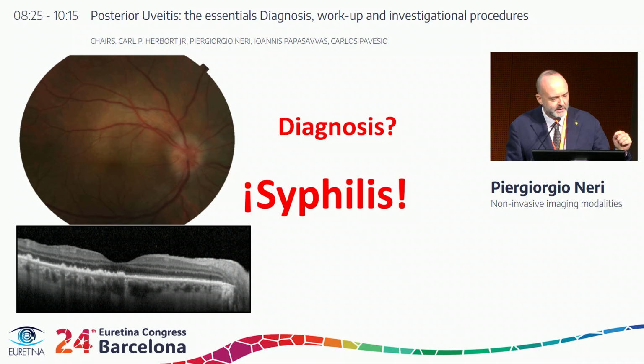When you look at pictures like this, where you see the disappearance of the photoreceptors and irregularities at the level of the retinal pigment epithelium, you have to think of syphilis. That's the diagnosis of syphilis. You can run all the tests you want, you're going to find out it's syphilis.